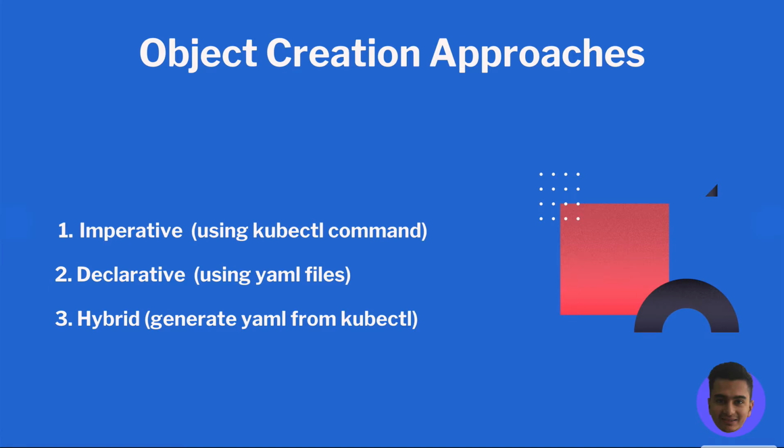And then there is a hybrid approach. And I think for the exam, personally, this is the best approach. So using kubectl imperative command, you basically generate YAML files, and then you use that YAML file to create the objects. That way you have a record in your definition file, and in the future, if you need to edit or change any specification, you can do that in this definition file.